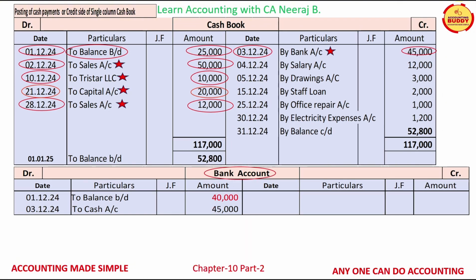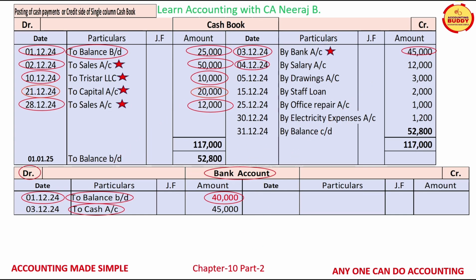Let us assume the bank account has an opening balance shown on the left hand debit side as "to balance brought down" amounting to $40,000 as on 1st of December 24. Now the cash deposit transaction of $45,000 will be recorded on the left hand debit side of the bank account on the date of deposit, that is 3rd of December 24, by writing the words "to cash account."